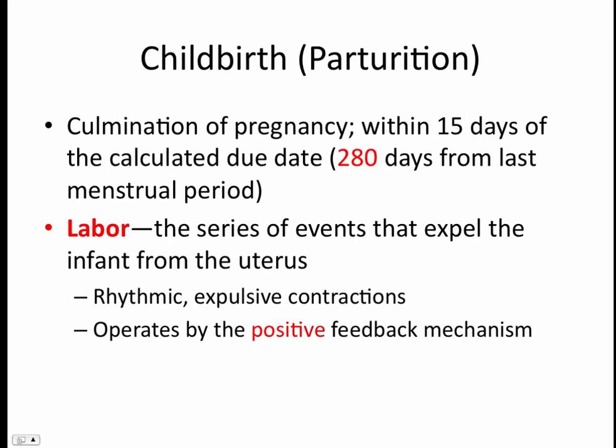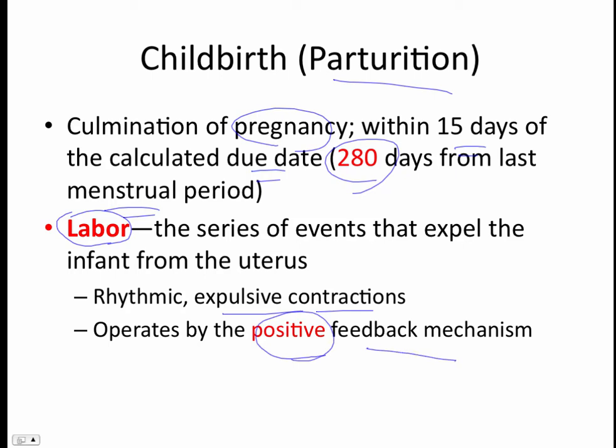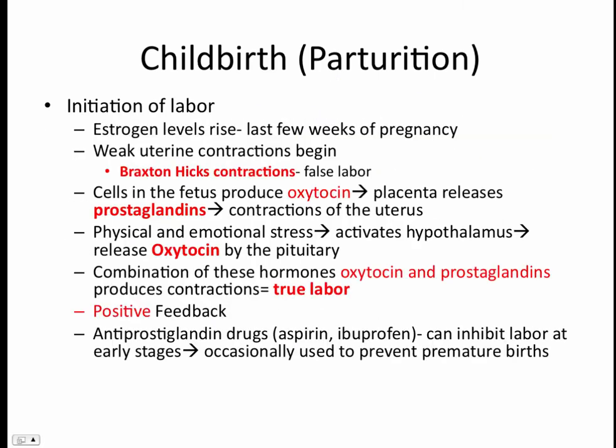Let's now switch over to childbirth, which we also call parturition, and this is a culmination of pregnancy within 15 days of the calculated due date, and that is 280 days from the last menstrual period. A series of events that expel the infant from the uterus we give the term labor. And this will be rhythmic, explosive contractions that are operated by a positive feedback mechanism. And remember, this is only one of 2 positive feedback mechanisms we have in our body, in which case we want to increase the stimulus and push that stimulus further.